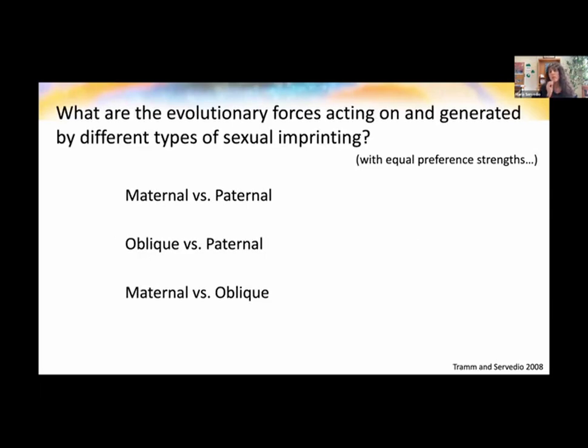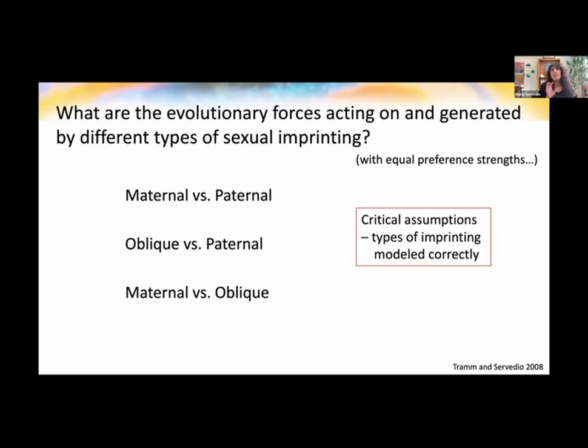So to go back to the imprinting case, I had maternal versus paternal imprinting, oblique imprinting. If I didn't make these assumptions for how these imprinting strategies worked in a realistic way, then I'm not really testing what I say I'm testing. So I would say the way that these different types of imprinting are fundamentally working are critical assumptions. I had to really get that right.